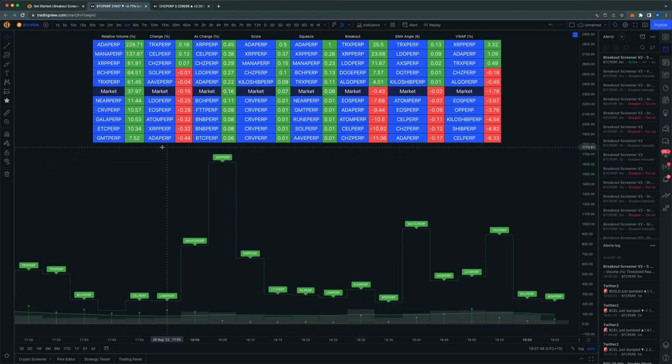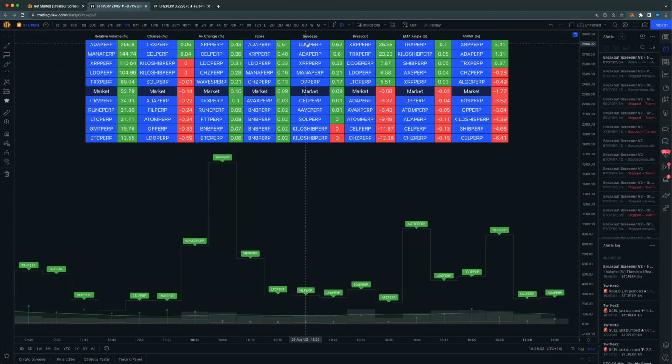And it is our best performer. Look at that, best relative volume, and it's the best performer. So out of all the potential longs and shorts here, ADA 0.44. ADA is the 5th best average change on a 5-minute chart. We have the highest score, highest squeeze score, second highest now.